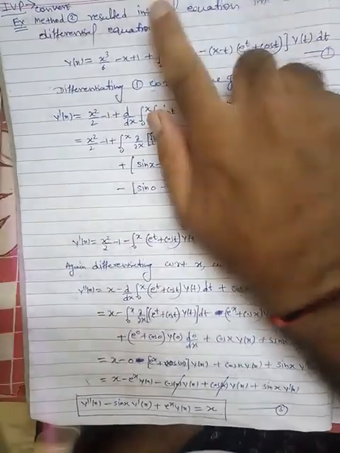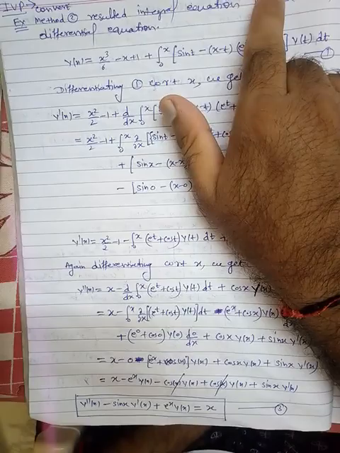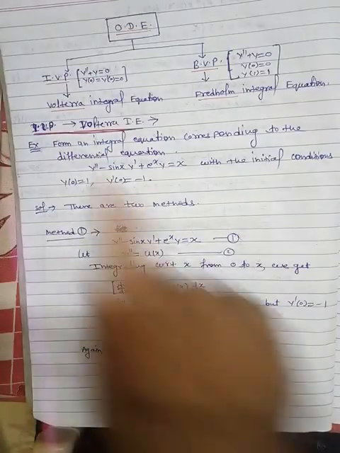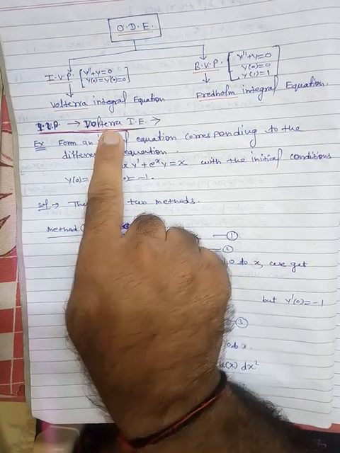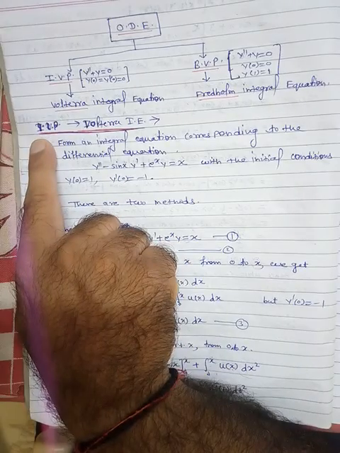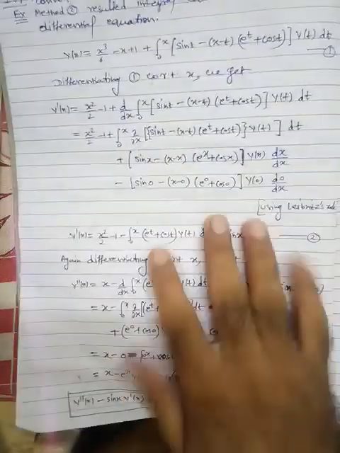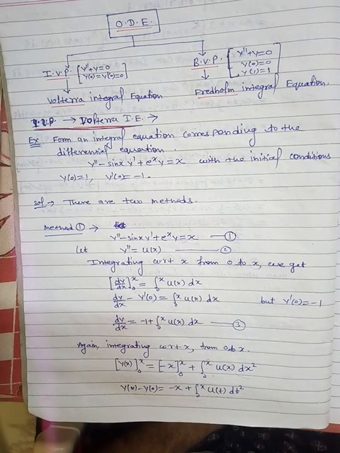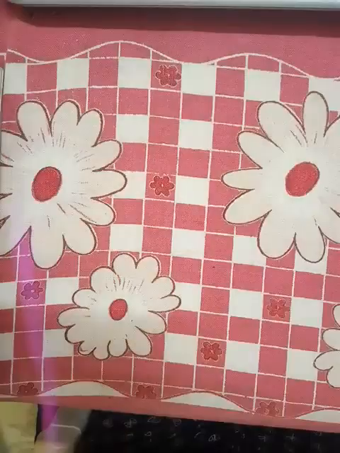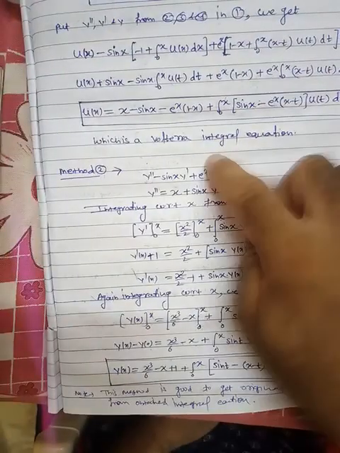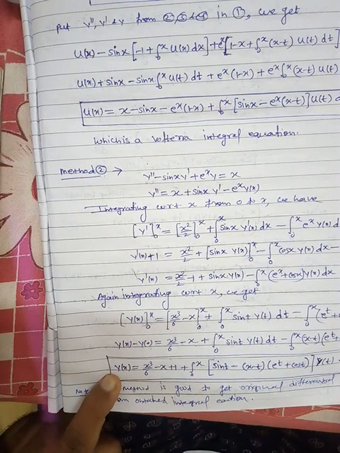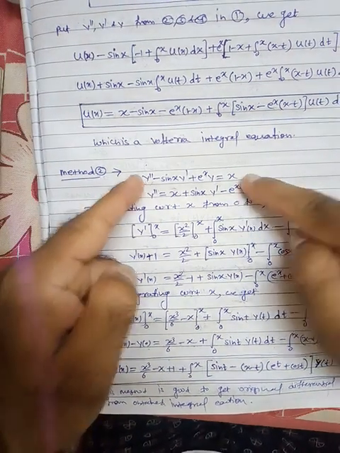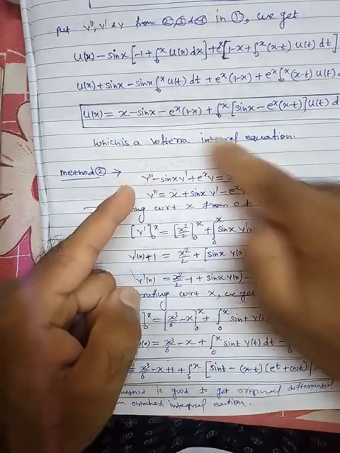Now, conversion of integral equation into differential equation. So first we converted the initial value problem into Volterra. Now we are converting Volterra into an initial value problem. Fine. So this is the conversion. So that's why we are taking this method, the second method. Now we will take this equation and then we will get back the original differential equation. So how to do this? This procedure is shown here.